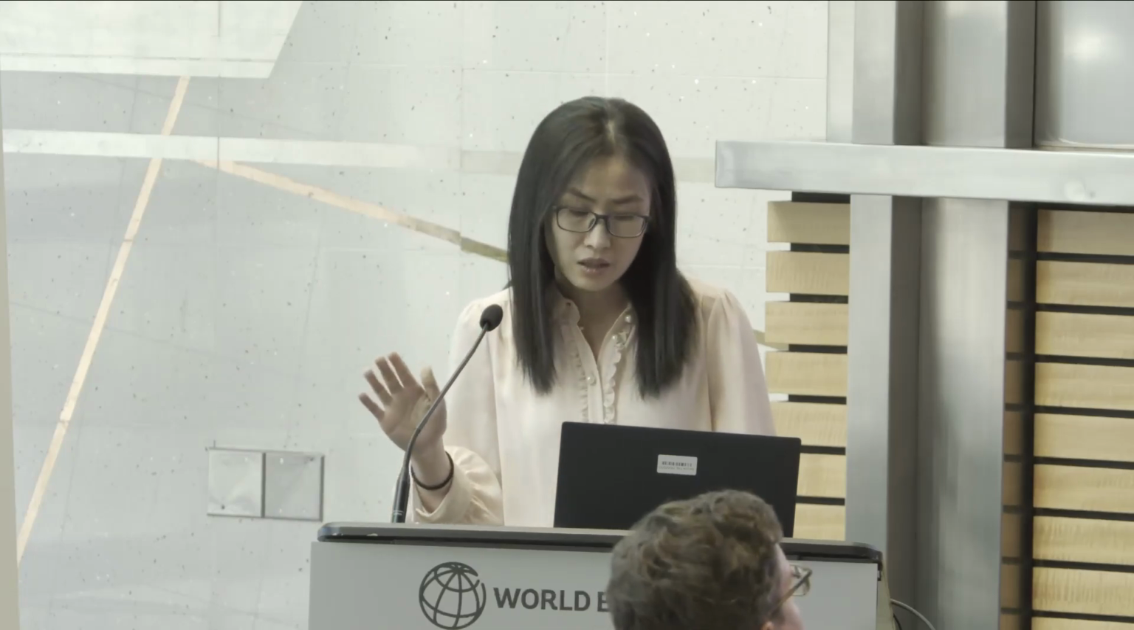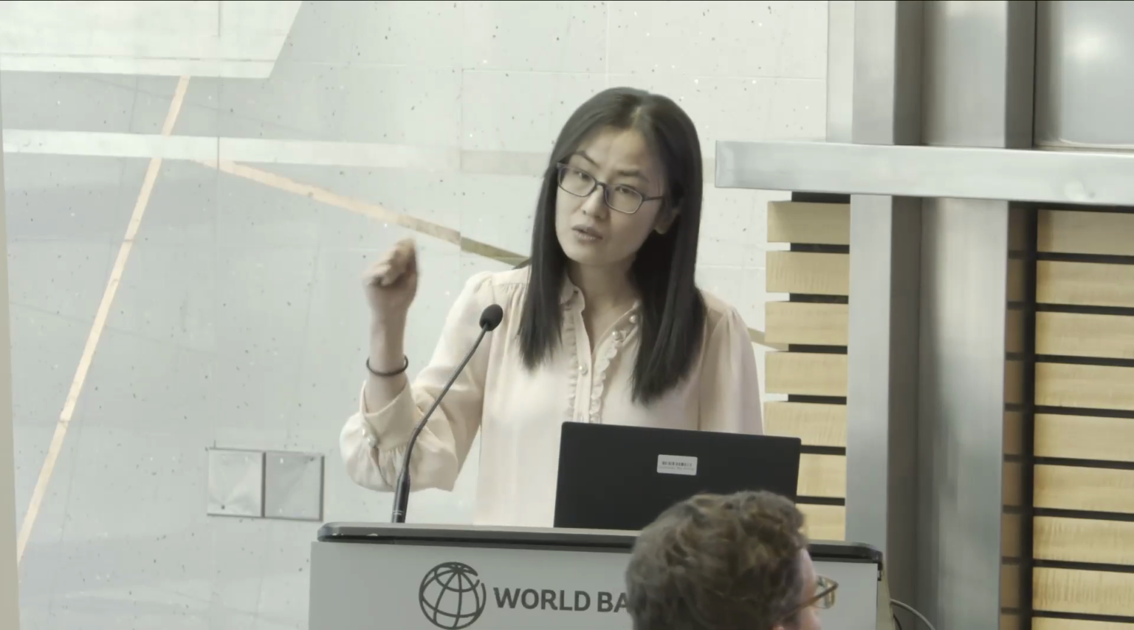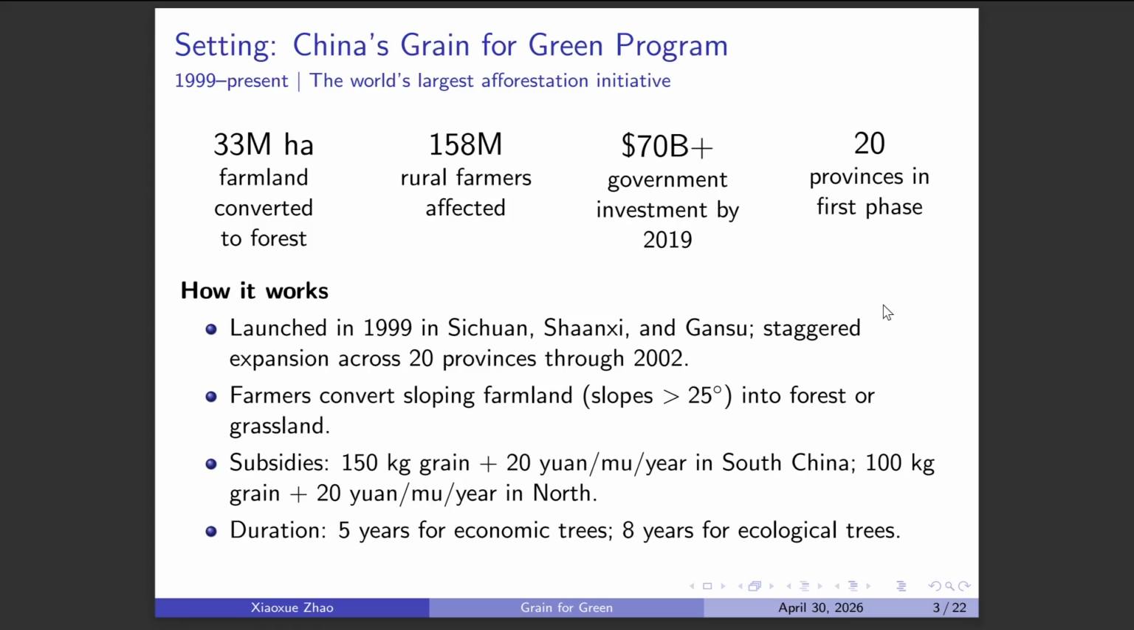In this paper, we are going to just focus on the first phase of the program, which, for a duration of between 5 to 8 years, pays an annual transfer to all rural households that convert eligible land that has a slope greater than 25 degrees into either forest or grassland. This program was rolled out across 20 provinces in a highly staggered fashion. The staggered implementation of this program across Chinese counties is going to be the major source of variation that we rely on to identify the effects of this program.